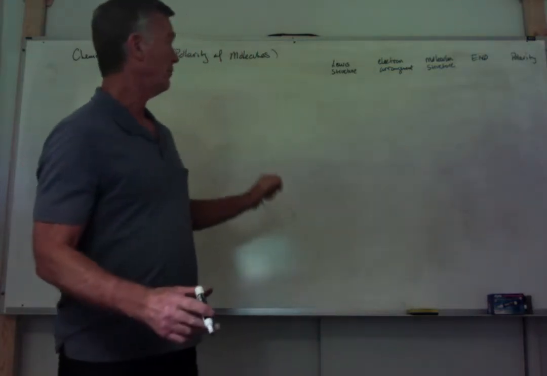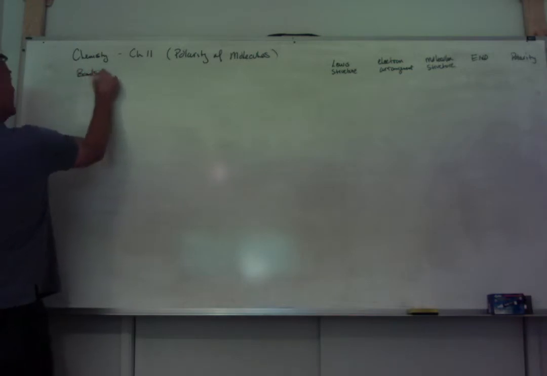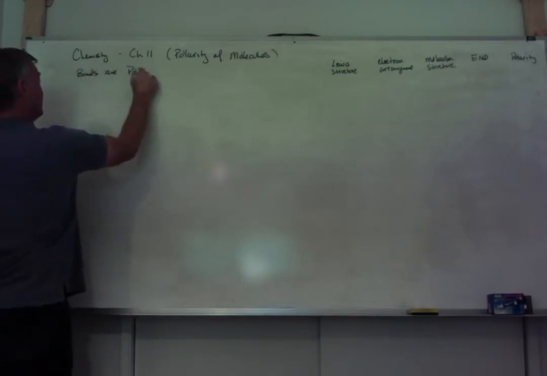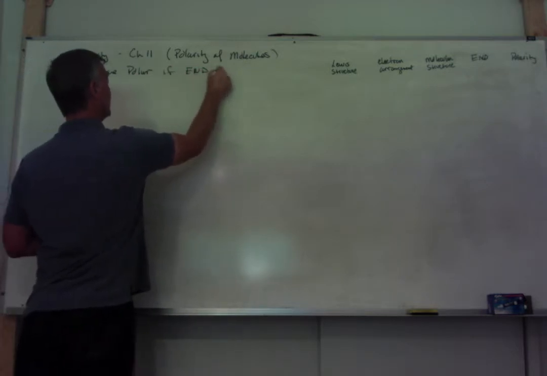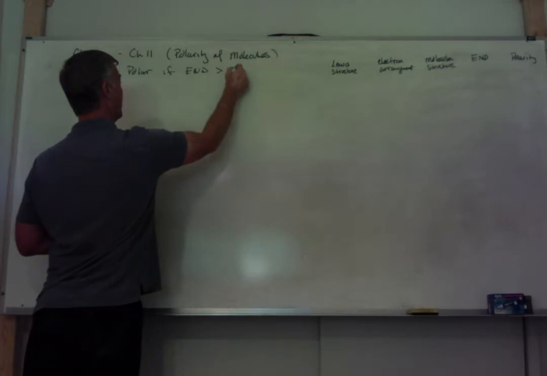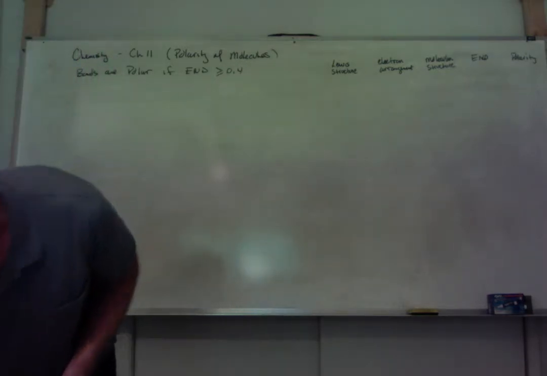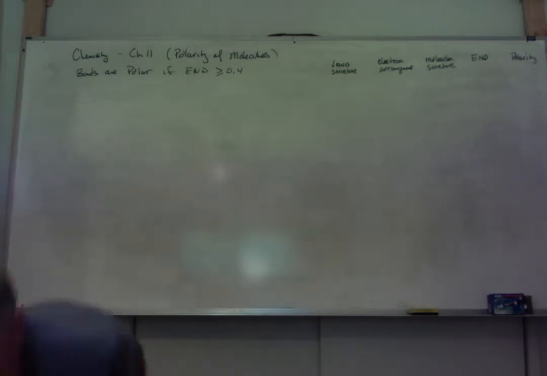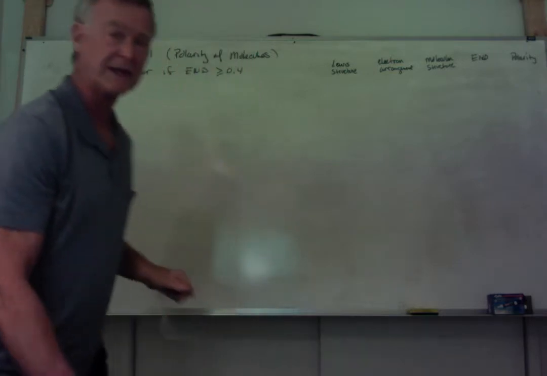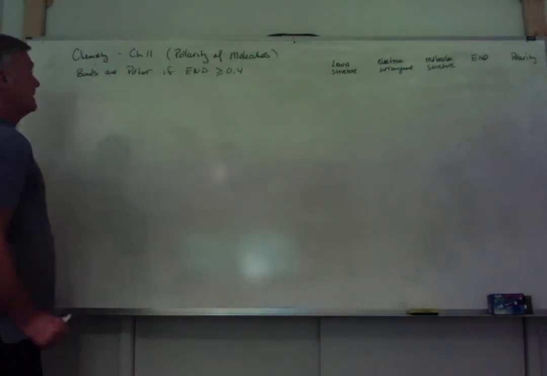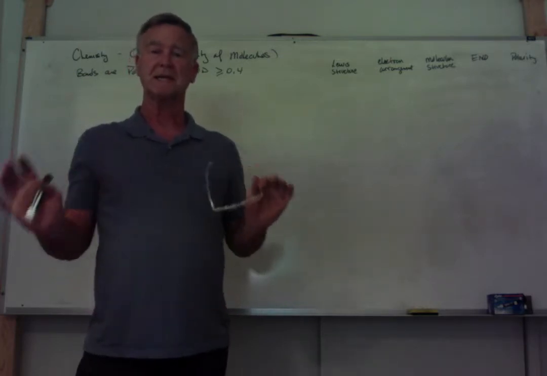And the way that a bond is polar is if the electronegativity difference is greater than or equal to 0.4. You're going to need, for tonight's assignment, the table in your book off of page 334. That's where we got our electronegativities. Now, bonds can be polar, but so can an entire molecule.